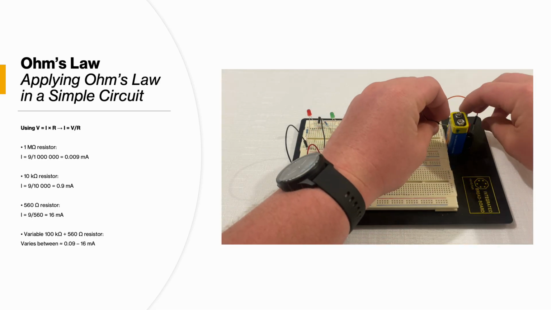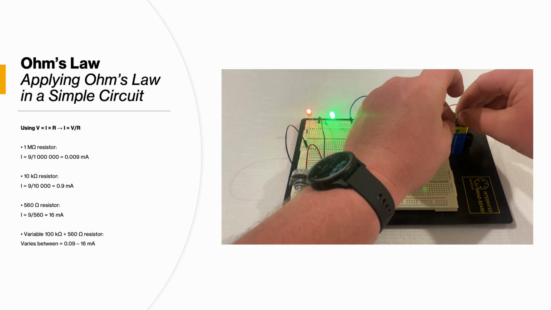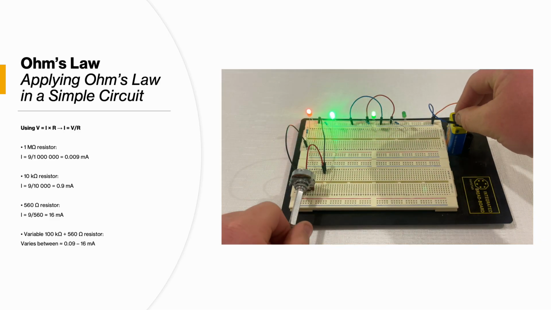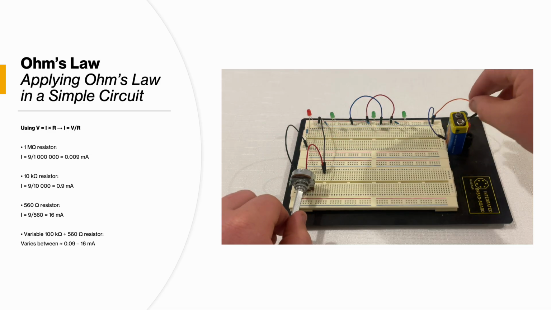Here, I've applied Ohm's law using a 9-volt battery and 4 resistors connected to separate LEDs. The voltage across each branch is the same, but the current changes because of the different resistor values. The 1 mega ohm LED is barely visible, the 10 kilo ohm is dim, and the 560 ohm is much brighter. The variable resistor lets the brightness fade smoothly, showing how reducing resistance increases the current and light intensity.